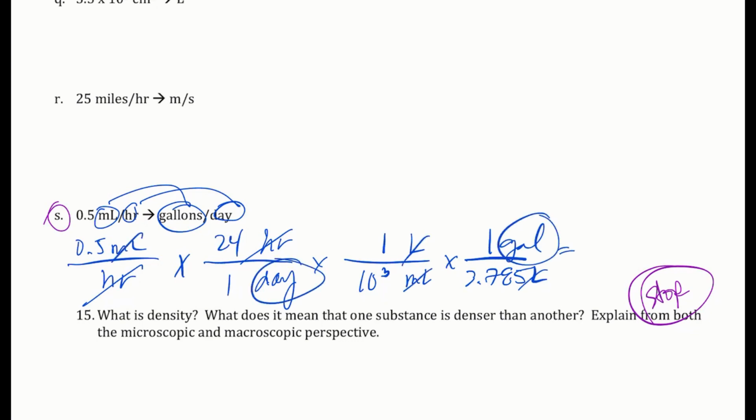And again, multiply across your numerator. 0.5 times 24. Oh, we didn't need a calculator for that. Divided by 1,000 times 3.785, which is 3,785. And we get a flow rate of 0.00317. Oh, we only need 1 sig fig, so 0.003 gallons per day. Which makes sense because half a mil per hour is not very much. So it makes sense that if we turn it into gallons per day, it's still a very small number.